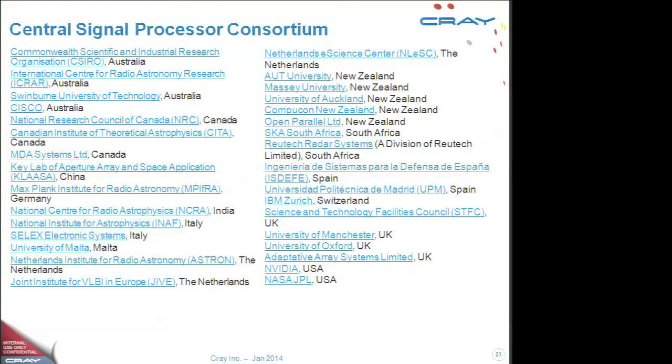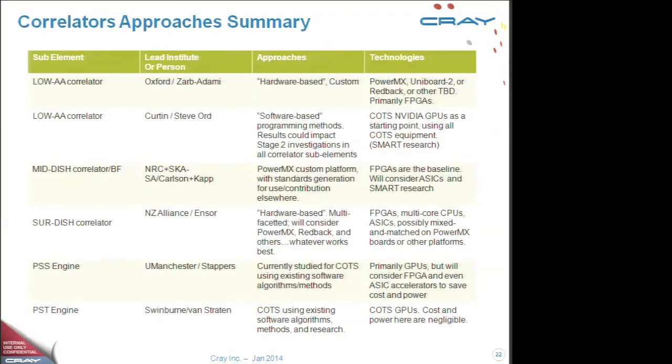Bruce Carlson in Canada, and he was the designer of the very large array correlator, it's called WIDAR. And then there are others, most strongly in Australia and New Zealand, as well as in Oxford, who have different views about how this should be done. Here's the list of options they're considering, and a little bit of analysis from the Consortium about the pros and cons of each approach.